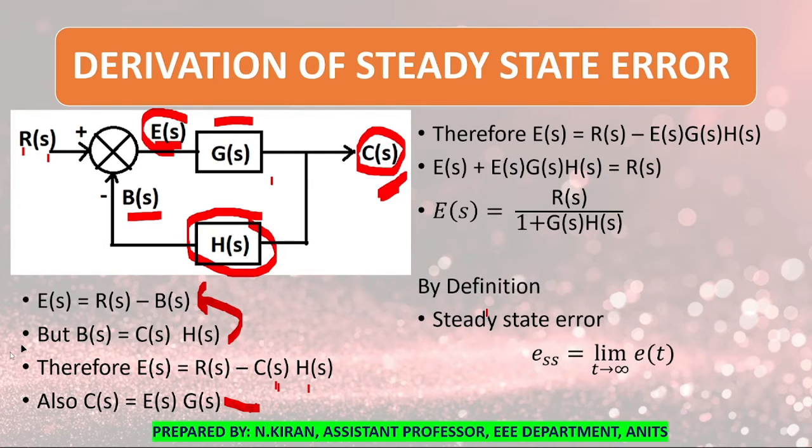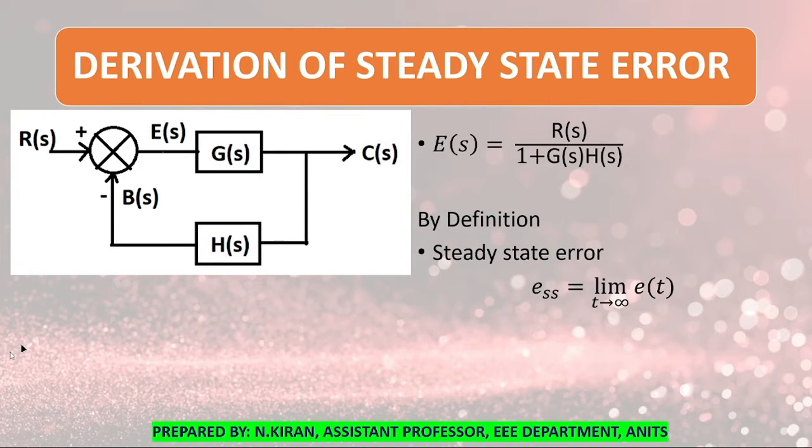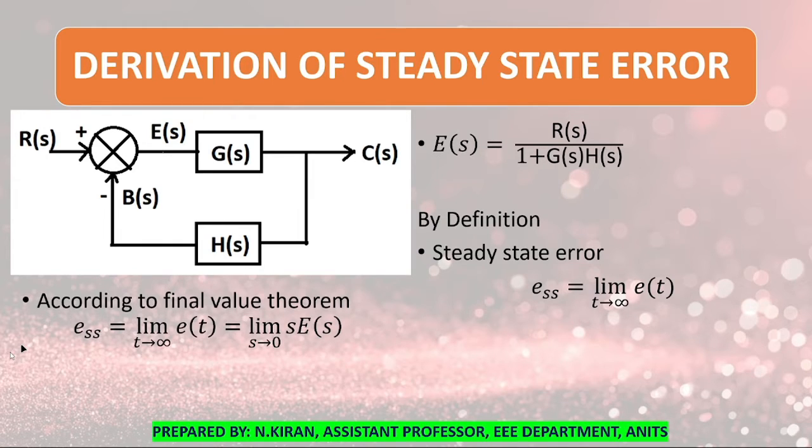So according to the definition, we can define the steady state error ESS as limit t tends to infinity E(t). Now we know the expression of E(s), that is error in the Laplace domain, which we obtained as R(s) by 1 plus G(s) into H(s). And according to the final value theorem, we can write ESS is equal to limit t tends to infinity E(t), which is also equal to limit s tends to 0 s into E(s).